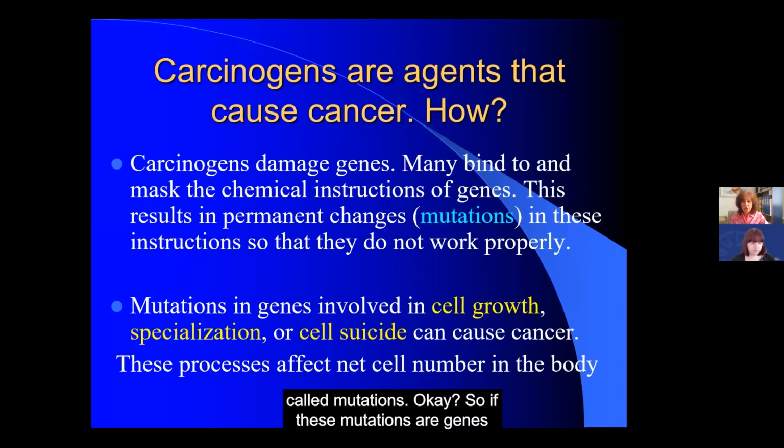So if these mutations are in genes involved in cell growth, specialization, also called differentiation, or cell suicide, they can cause cancer. Because it's these processes, cell growth, differentiation, or cell suicide, that affect the net cell number in the body. So I'll have a quick question. If you have a mutation in the gene for hemoglobin, will that give rise to cancer?